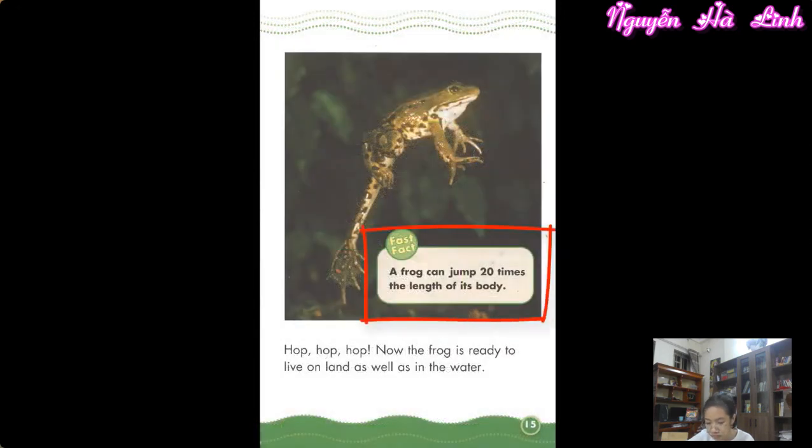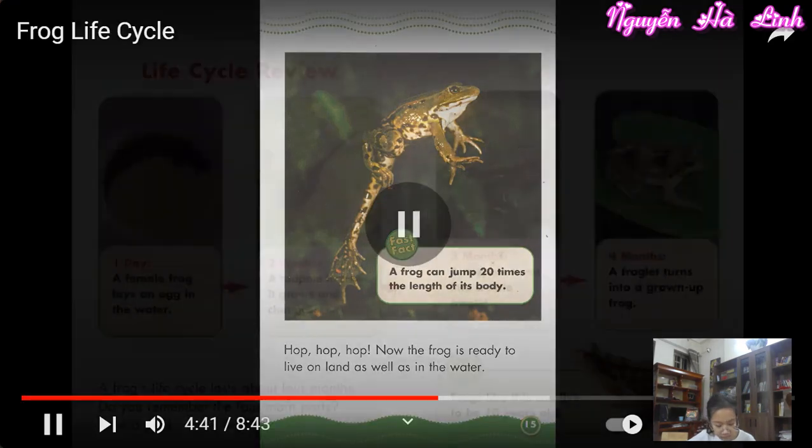This fact here says a frog can jump 20 times the length of its body. So if you're 4 feet tall, you could jump 80 feet. That's a lot. Hop, hop, hop. Now the frog is ready to live on land as well as in the water.